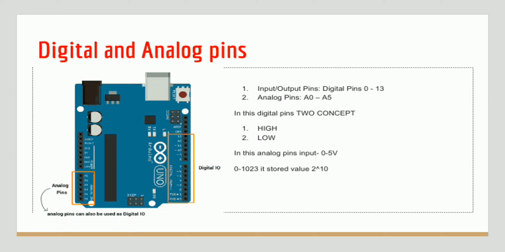By using a digital pin, I can give the high and low concept. Suddenly 5 volt will be given, suddenly 0 volt will be given to the LED or motor. Okay, so these are the pin configurations.